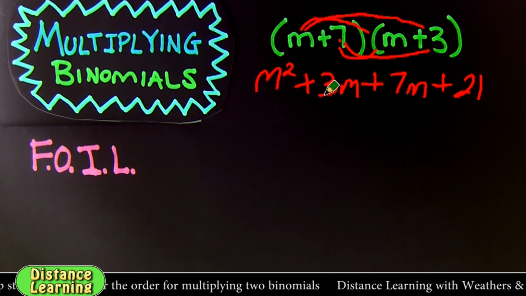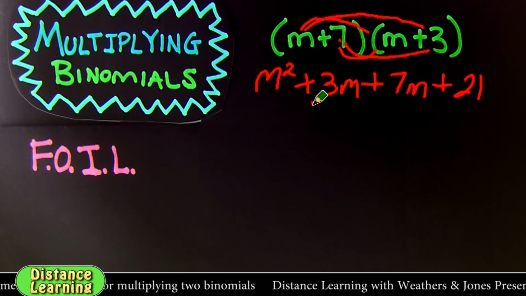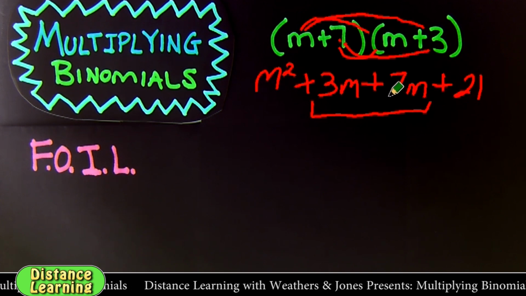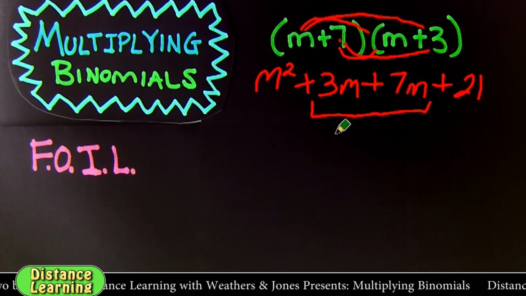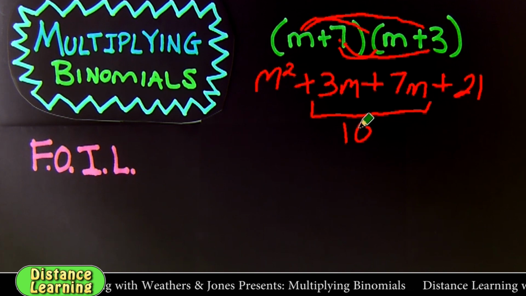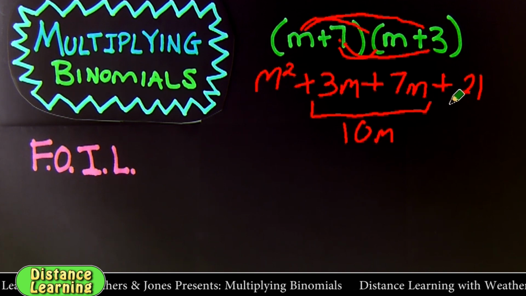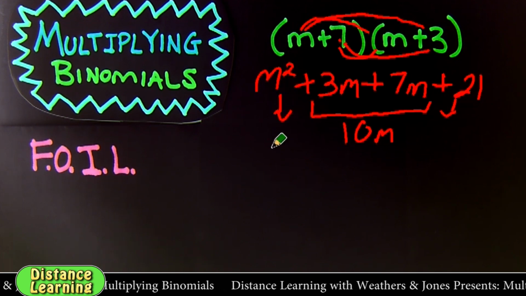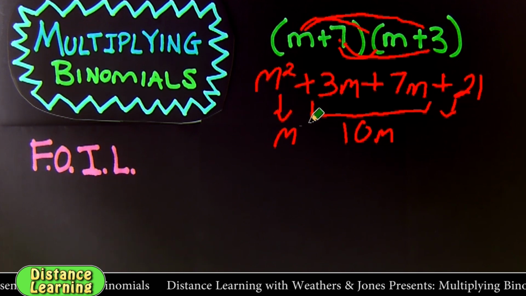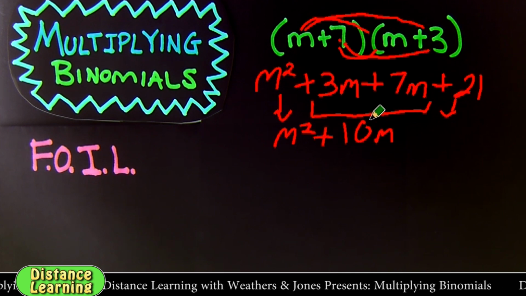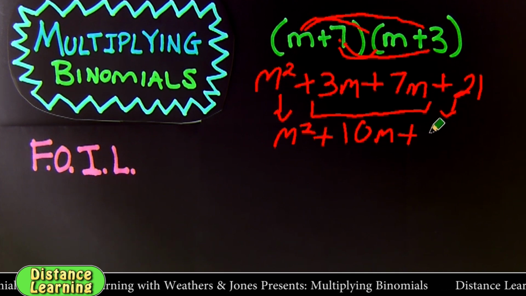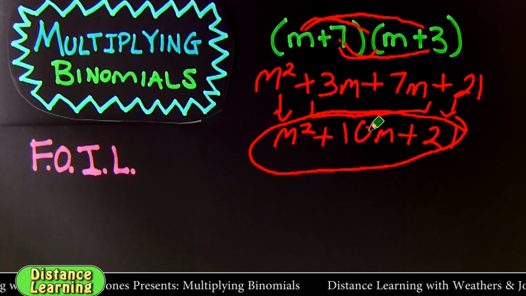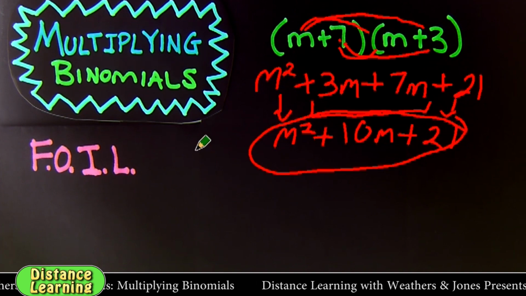Now we're going to combine like terms. And our only like terms here are 3m and 7m. So we'll add those together and we'll get 10m. And then our other terms just come down. So our final answer is m squared plus 10m plus 21. And that is how we FOIL.